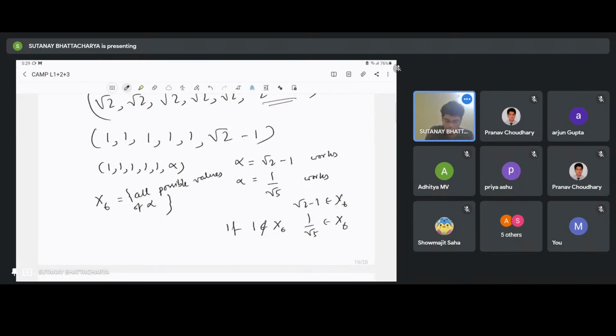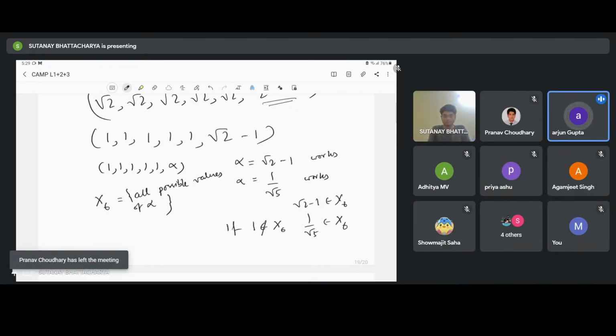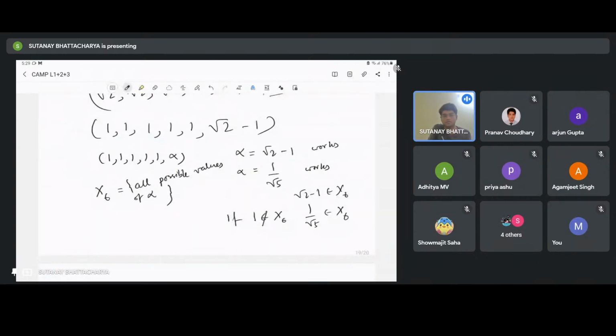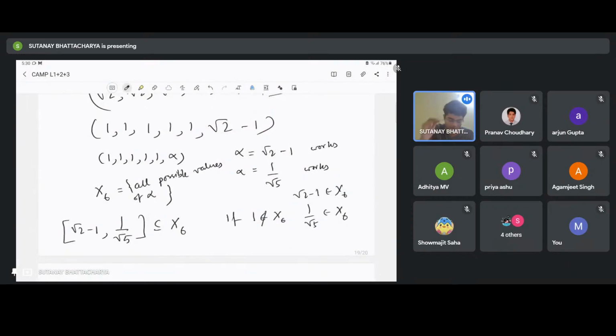Any guesses as to how much we know? I mean, how many numbers are known to be in X6? Maybe all numbers less than one. Not sure. All numbers less than 1. No, that is actually not true. But in fact, it's a surprisingly large set. In fact, this entire interval is known to be inside X6. So that's a lot of numbers, uncountably many, in fact.